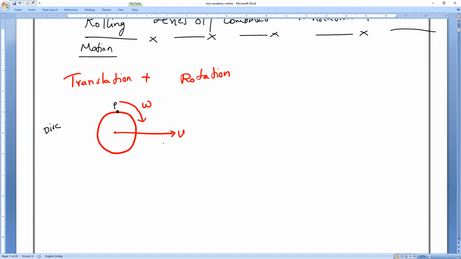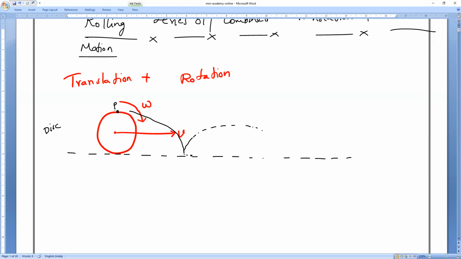Everybody observe very carefully. Now, if it has started rolling on the surface, what will happen, guys? Only observe the particle P. This particle P will start rotating, and at a certain time it will come to the ground, and again it will start going up. Like this, it will keep on moving. Am I right? Are you understanding what I'm saying?